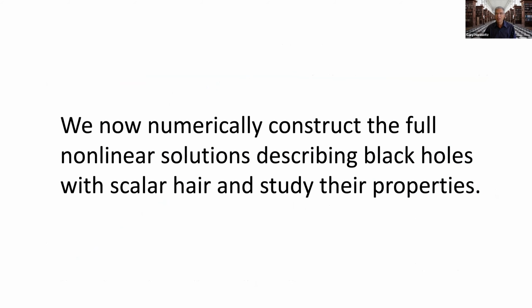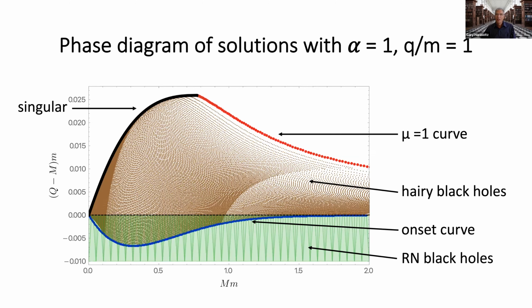And then we just numerically construct the full nonlinear solutions describing black holes in this theory for various parameters. And you get a plot that looks like this. So I'm taking the parameters to be alpha equal to 1, that's the new coupling, and the charge to mass ratio of the scalar field to be 1. The plot has the difference between the charge and mass of the black hole on the vertical axis versus the mass of the black hole. So the black holes are getting bigger when you move to the right. So when Q is equal to M, that's 0 on this vertical axis.